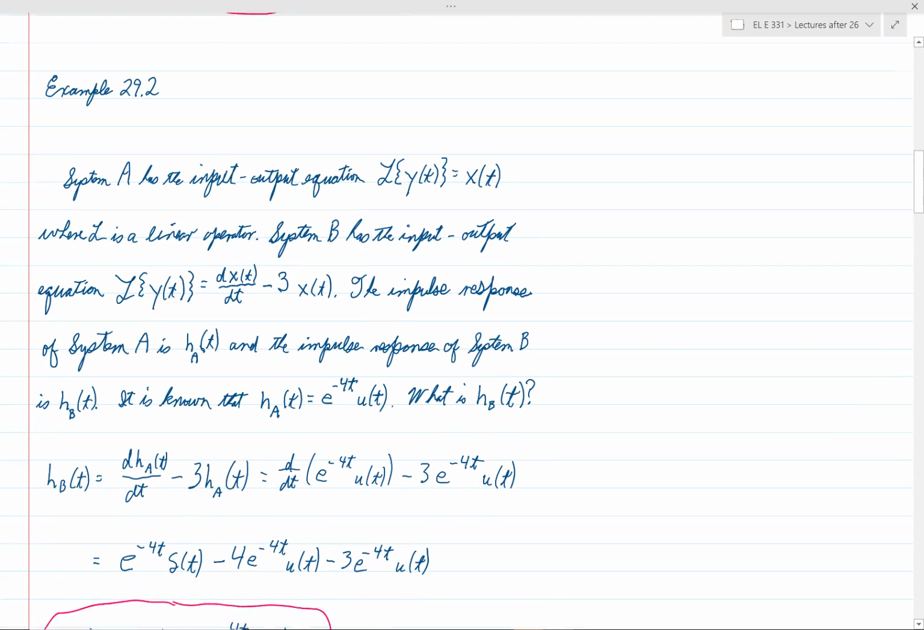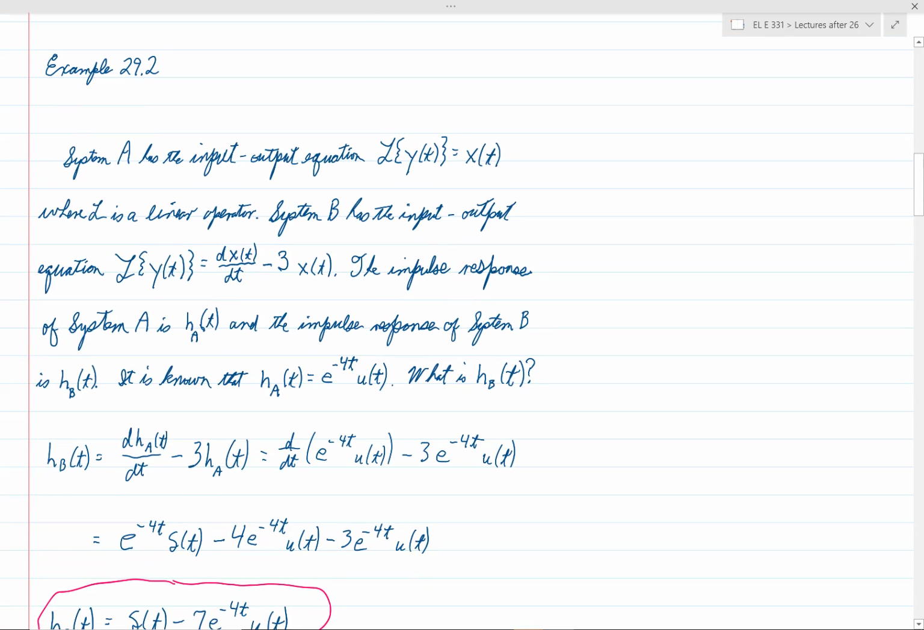Now let's look at example 29.2. What we have here in this problem is two systems. We have a system A, which has this input-output equation, and system B, which has a similar input-output equation. In fact, on the left-hand side, the two equations are exactly the same. But on the right-hand side, they differ. For system A, the right-hand side is only x of t, but for system B, the right-hand side is dx dt minus 3x of t.